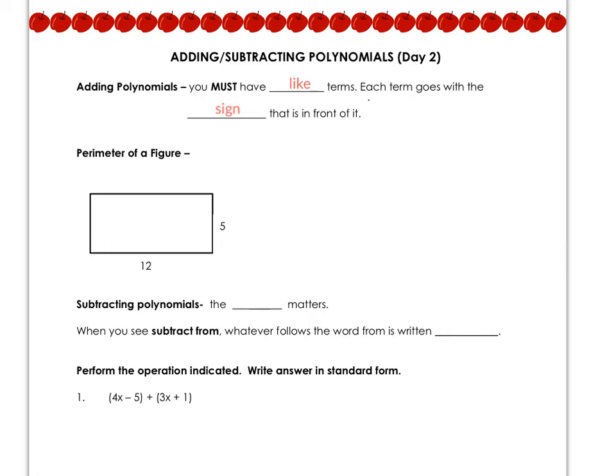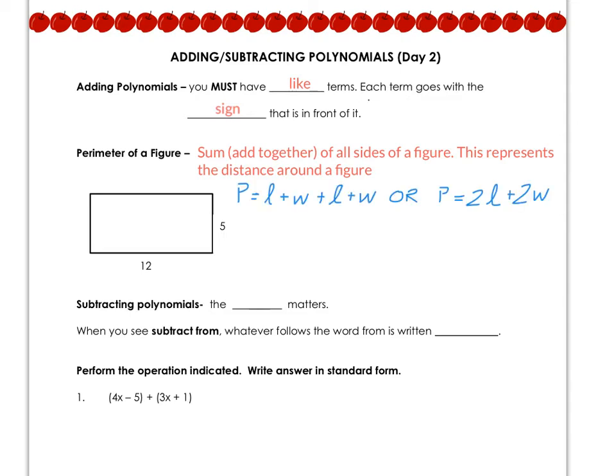So if we talk about the perimeter of a figure, which should be a review, this is the sum, so we add together, of all the sides of a figure. This represents the distance that goes around the figure. So how do we write that? We're finding the perimeter, P, it's equal to the length plus the width plus the length plus the width.